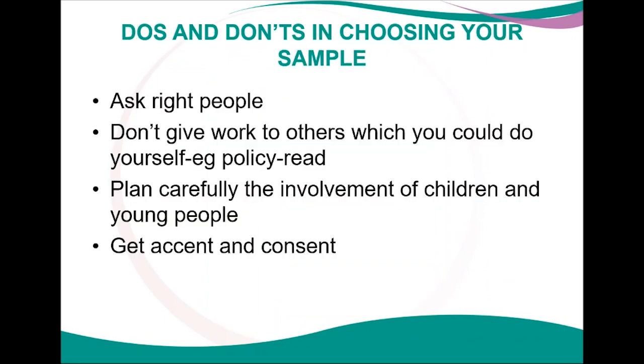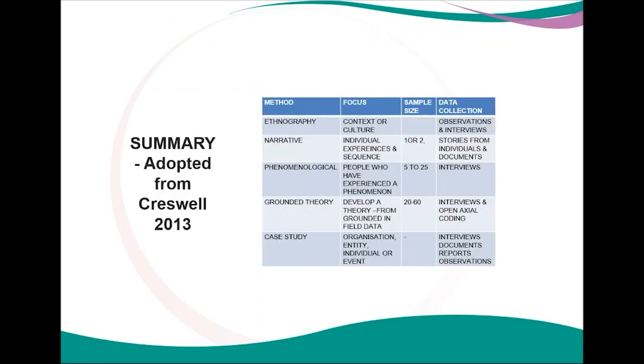So what are the do's and don'ts in choosing your sample? When you choose your sample, make sure that you talk to the right people. Don't give work to others which you could do for yourself. For example, policy: don't ask your participant to be doing this kind of work as you choose your sample. Plan carefully the involvement of children and young people. Get assent and consent. So these are just tips on things that you need to consider when you choose your sample.